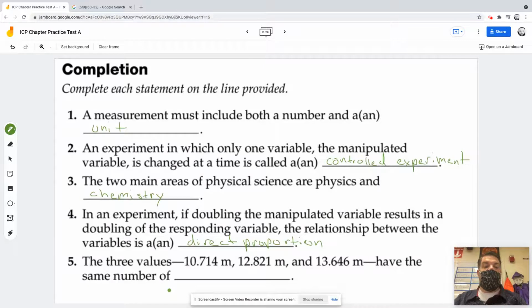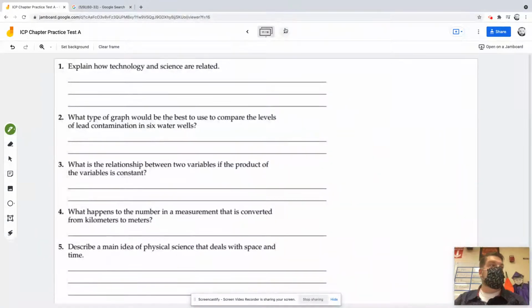And then question number 5, the 3 values that are listed there have the same number of what? Significant figures, or sig figs? Can you guys tell me how many significant figures there are? 5. Okay. We are almost done, children.